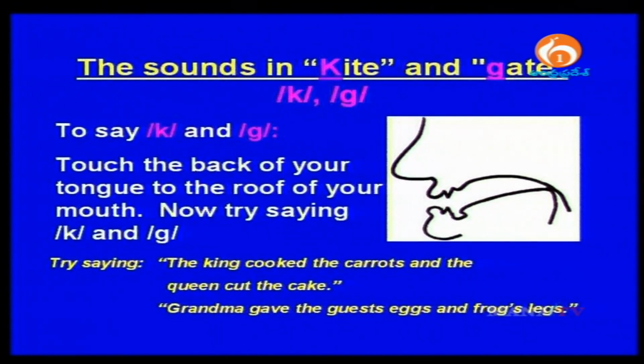If we move on to kuh and guh, how do we get these? Just touch the back of your tongue to the roof of your mouth, and now you would get kuh and guh. Did you get it? Yeah, that's it. It's as simple as that. You just have to push the back of your tongue towards the roof of your mouth and then blow out air. The king cooked the carrots and the queen cut the cake.